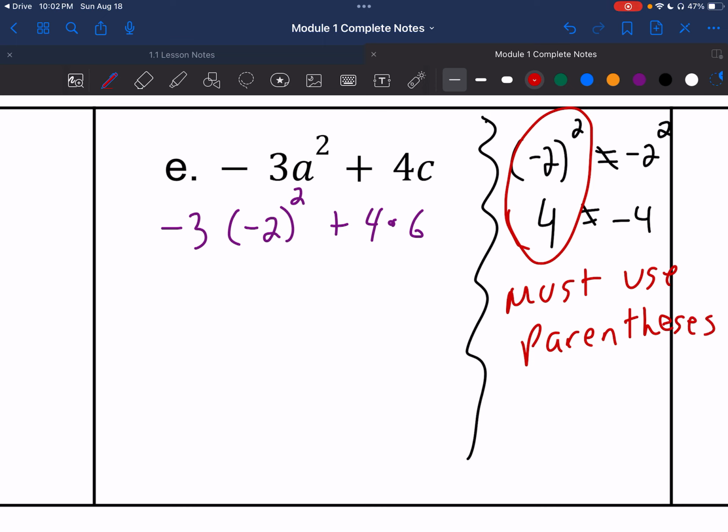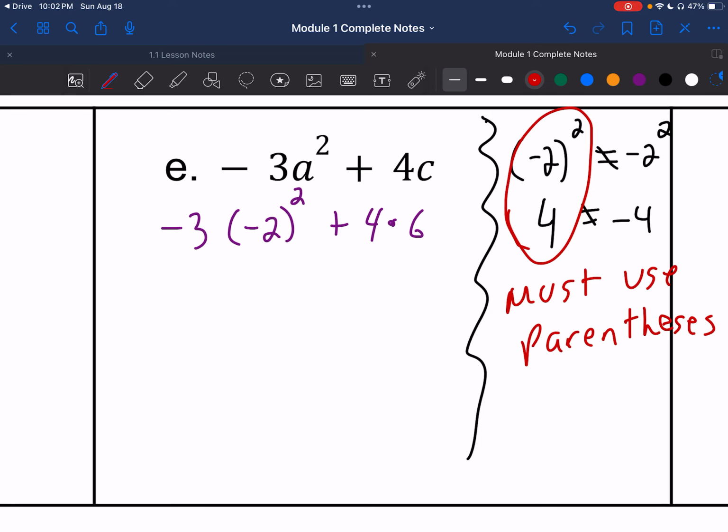Because if you don't, you will get the wrong answer. And you're going to say, Mr. Bolin, my calculator gave me the wrong answer. And I'm going to tell you, no, it gave you the answer for the work that you provided it. It solved what you asked it to solve. You just didn't ask it to solve what you thought you were asking it to solve.